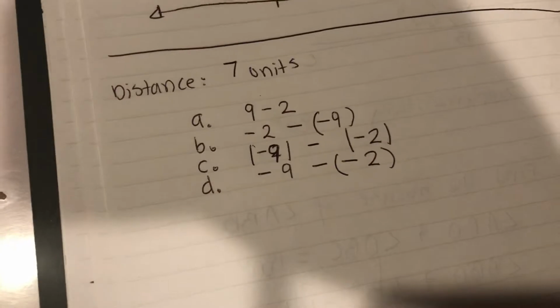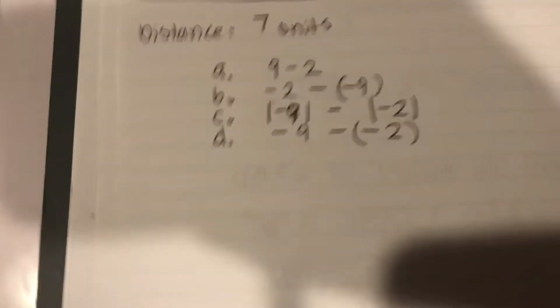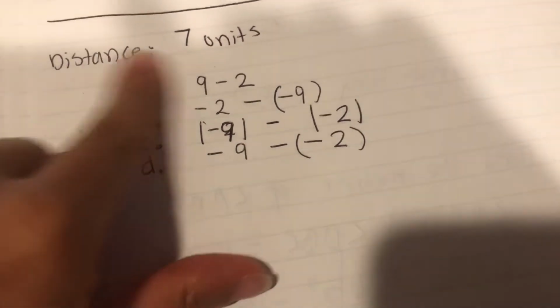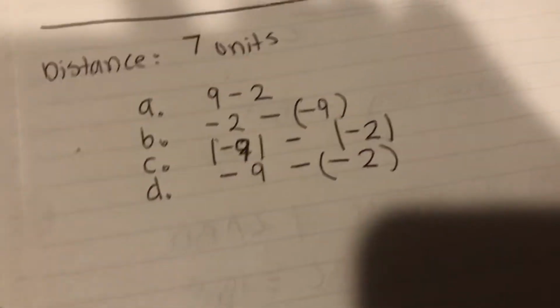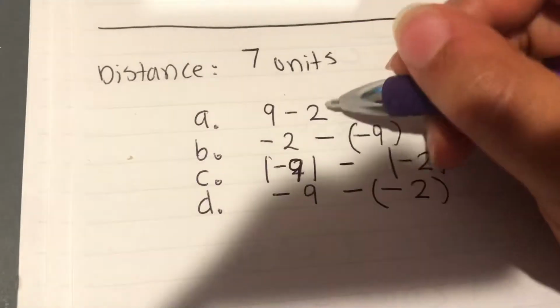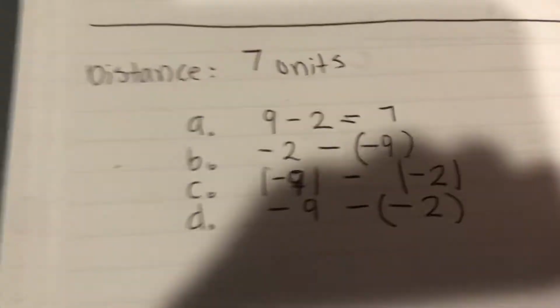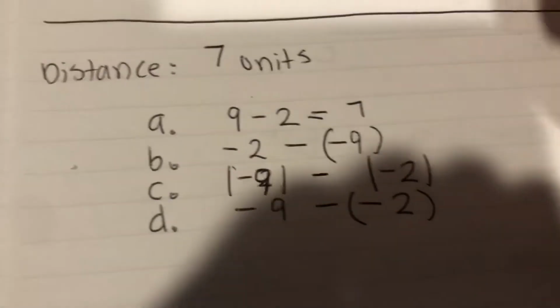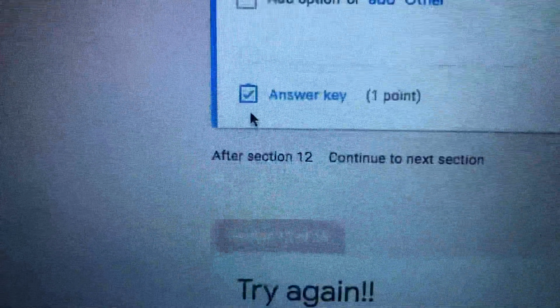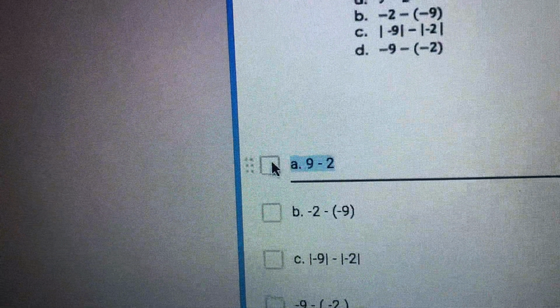Okay, so now what I want to do is figure out, well, which expression actually equals 7 units. So let's figure this out, right? Because there's more than one. So if I have 9 minus 2, 9 minus 2 equals 7. So obviously A is one of the answers, so I'm going to check it off. So here you're going to check it off, okay?